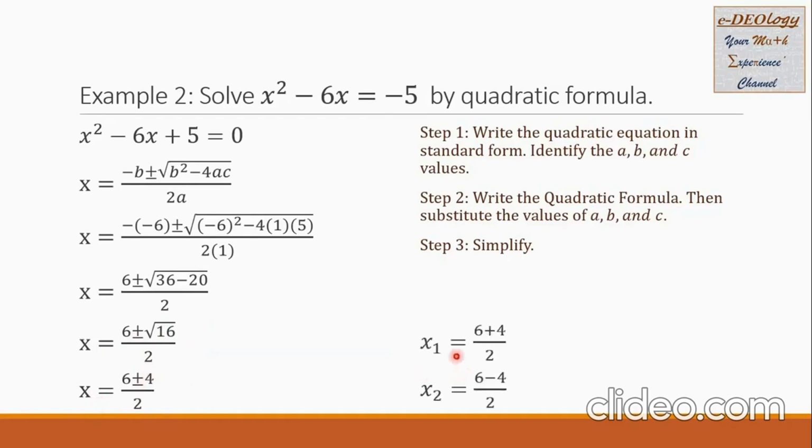x sub 1 equals 6 plus 4 all over 2, and x sub 2 equals 6 minus 4 all over 2. For the x sub 1, the 6 plus 4 is 10 over 2, which is equal to 5. For our x sub 2, the 6 minus 4 is 2 over 2, and that is equal to 1. And this is our final answer.